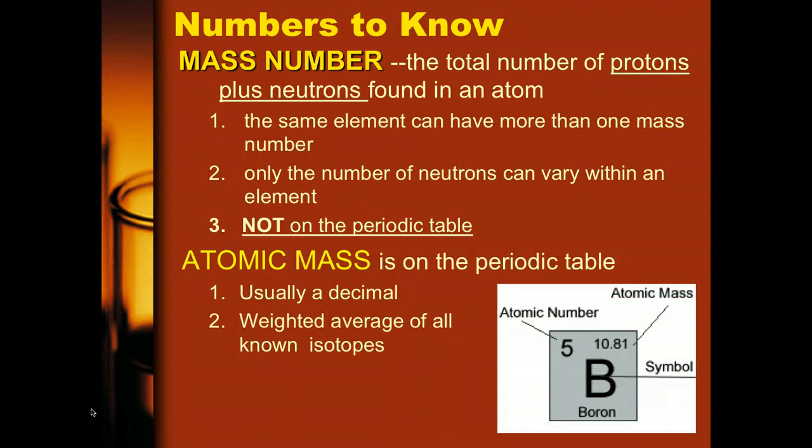Okay, and there we go. So on a periodic table, you're going to find atomic mass and atomic number. You will not find the mass number. Mass number is the number of protons plus neutrons. So either you have to be provided with the mass number, or you need to be provided with the number of neutrons. Then you can calculate the mass number.